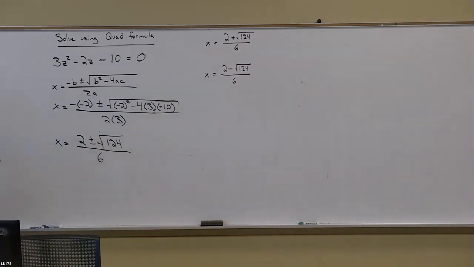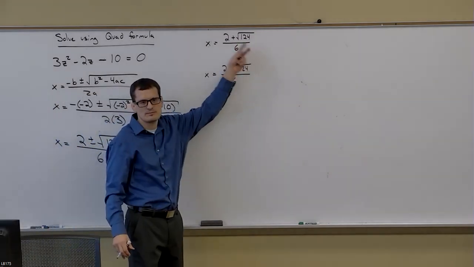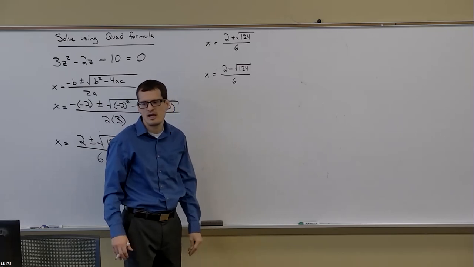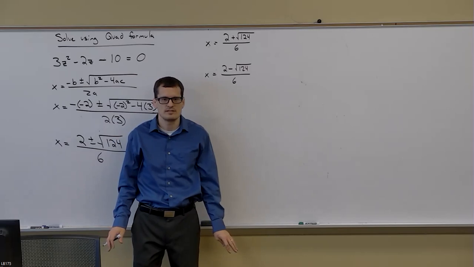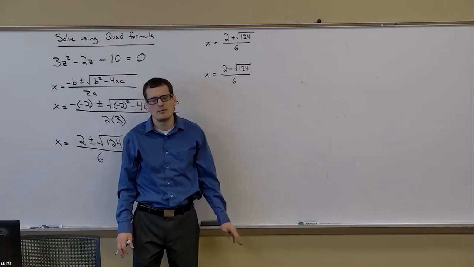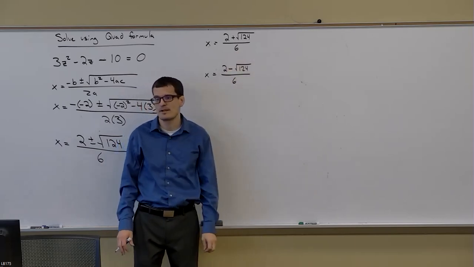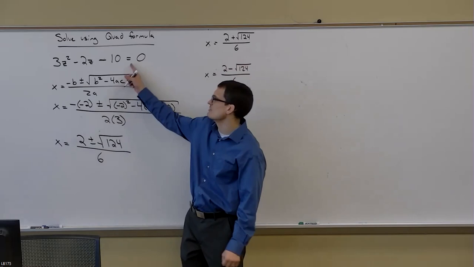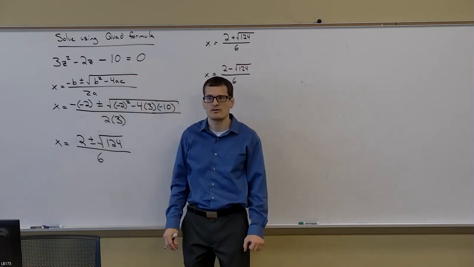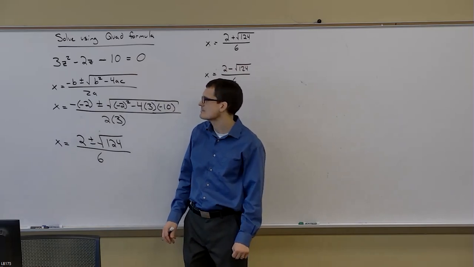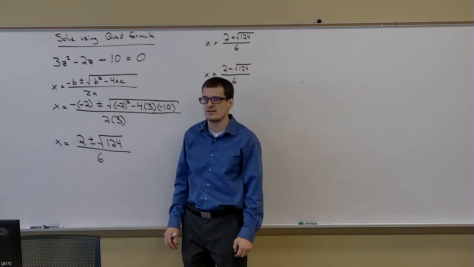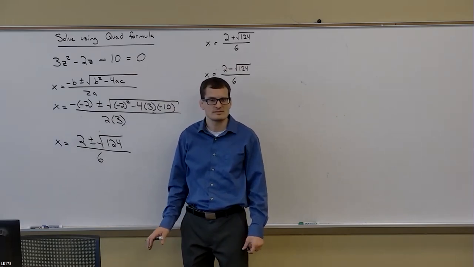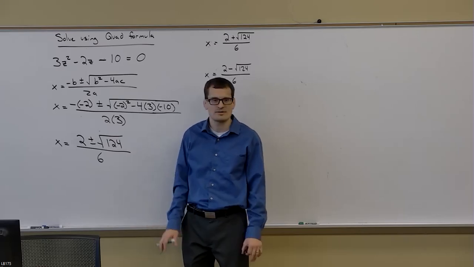Now, both of those are going to be irrational numbers. But you could simplify those if you wanted to. If you wanted to go through the process of factoring 124 and then pulling out, doing that kind of stuff, you could. I'm not going to right now because that's not the important part of this section. But both of those are just real numbers, right? They're irrational, but real. Which tells you that this original thing was not going to be factored over the integers. Any questions about this? Pretty straightforward.